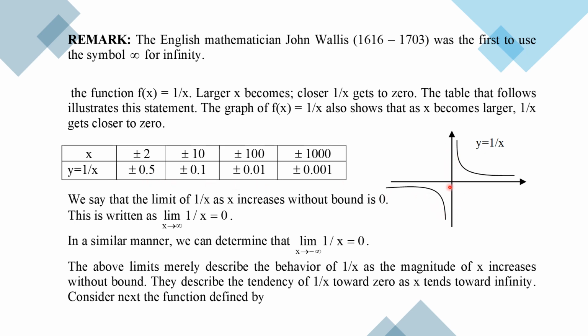You can also see the situation from the graph. As you see, the graph goes to 0 as x on the x-axis goes to infinity. Similarly, if x goes to minus infinity, the graph of 1 over x gets closer to 0. We say that the limit of 1 over x as x increases without bound is 0. This is written as limit x tends to infinity 1 over x is equal to 0. Similarly, we can determine that limit x tends to minus infinity 1 over x is 0.